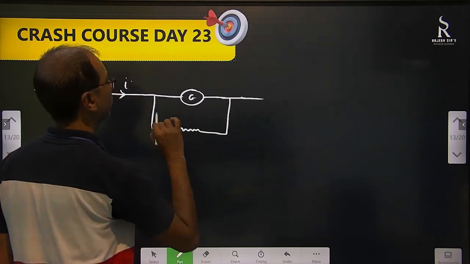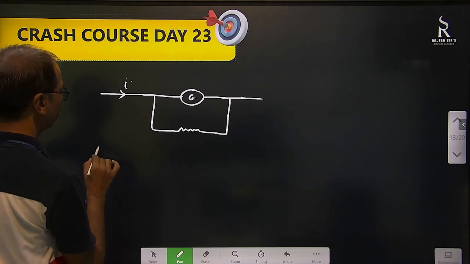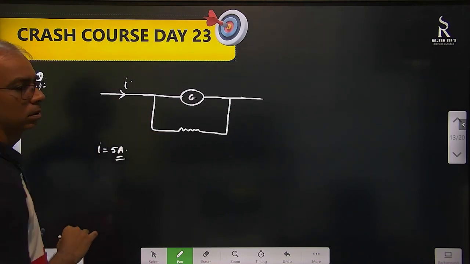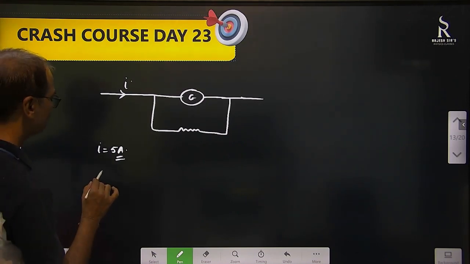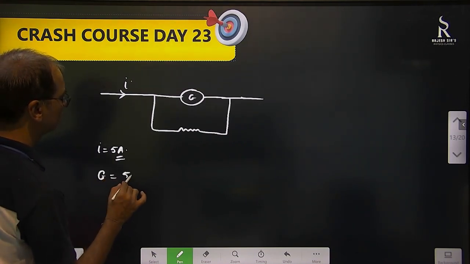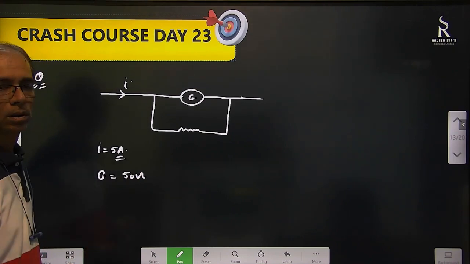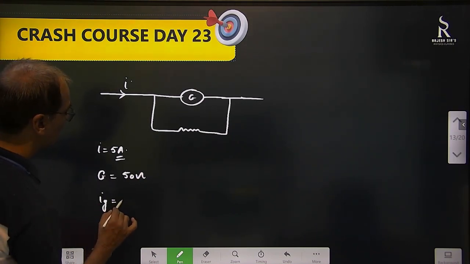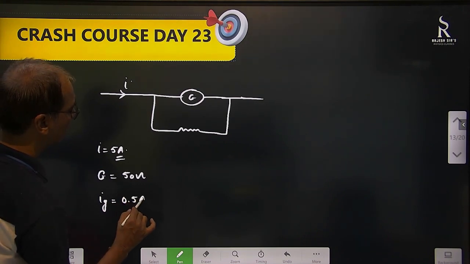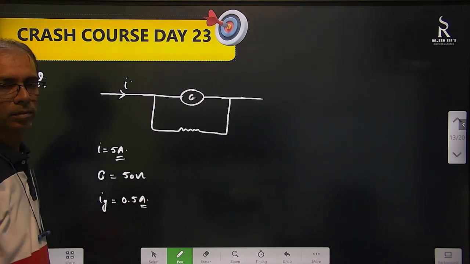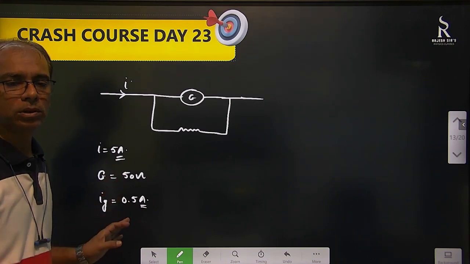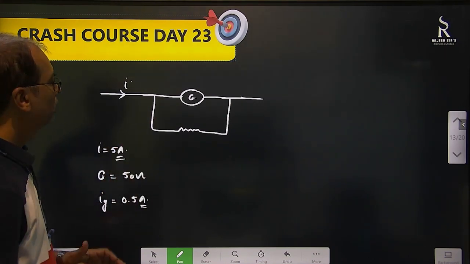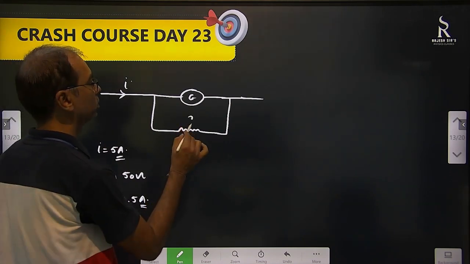This I is given to us as 5 ampere. The galvanometer resistance is 50 ohm, and the full scale deflection current is 0.5 ampere. You cannot allow more than 0.5 ampere to go inside. Now it's asked what the S value is.